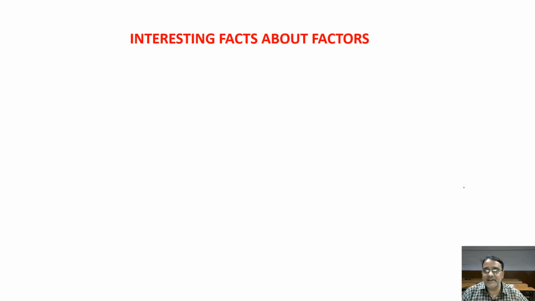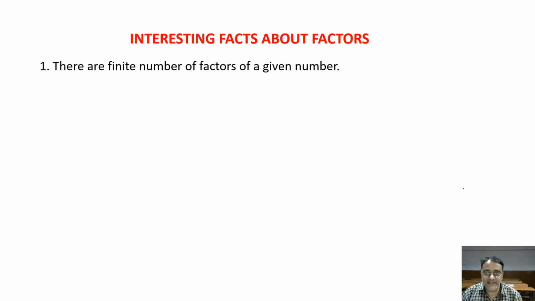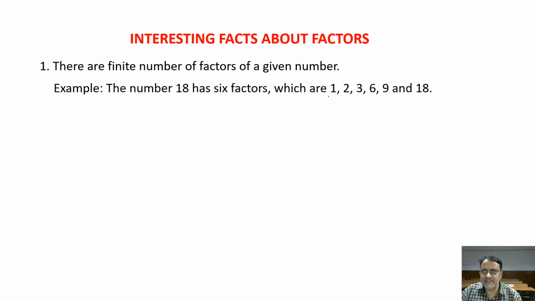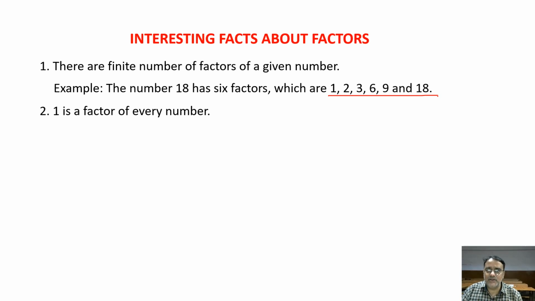Now we will see some interesting facts about factors. So factors are finite, which we can count. Right. For example, factors of 18. Factors of 18 are 1, 2, 3, 6, 9, 18. So we can count 6 factors. And 1 is a factor of every number. This is very important. 10 into 1 is 10. Right? So both 1 and 10 are factors of 10.